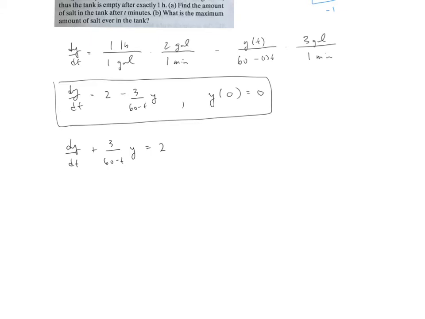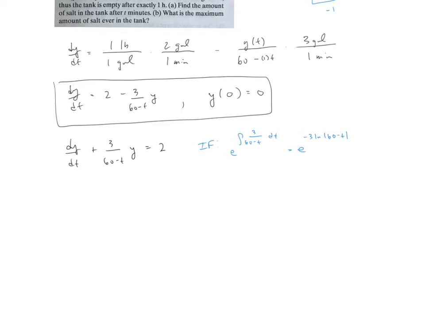This would give us then the ability to use the integrating factor of e raised to the 3 over 60 minus t dt. Now, when you work this out, this is actually just going to be e to the negative 3 times the natural log absolute value 60 minus t. Again, that's one of those where if you let u equal the bottom, then you're going to get that natural log coming out of there. And so if you need to work that on the side, feel free to.